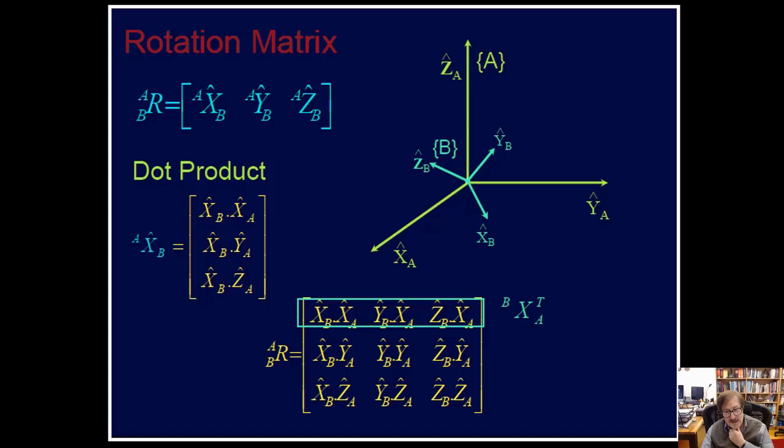Or this shows the transpose of the projections of XA in the B frame. So this one, the column, shows the projections of XB in the A frame, and the row shows the projections of XA in the B frame. So a lot of information, as you see, is hidden in this rotation matrix.